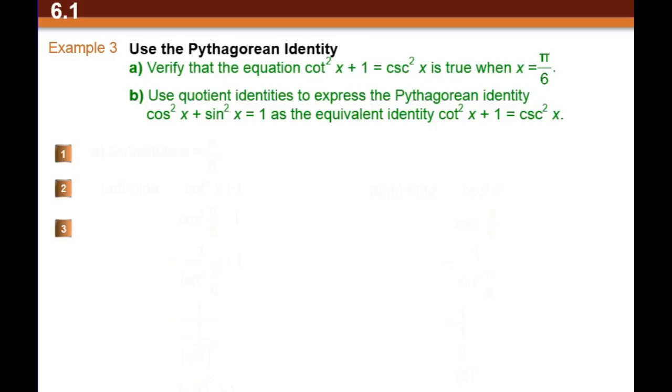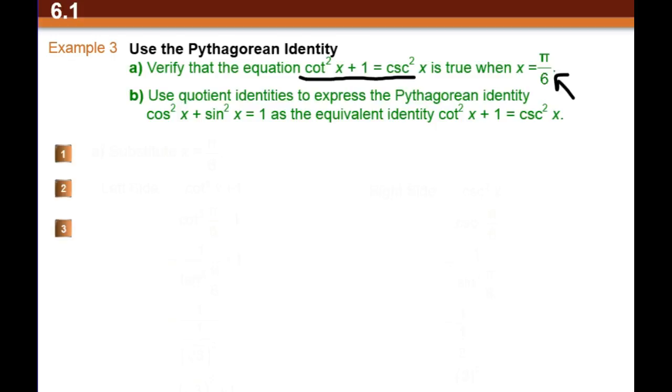Verify that the equation cotangent x plus 1 is equal to secant squared. So we're going to verify that it is a true statement by using this. And I still think Tessa's way was easier because we're dealing with cotangent and tangent.